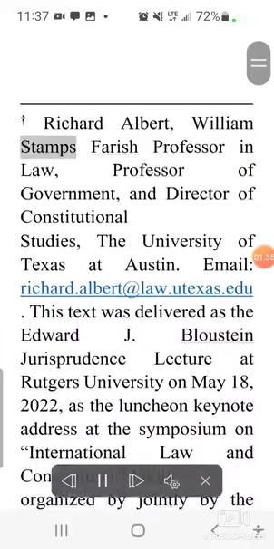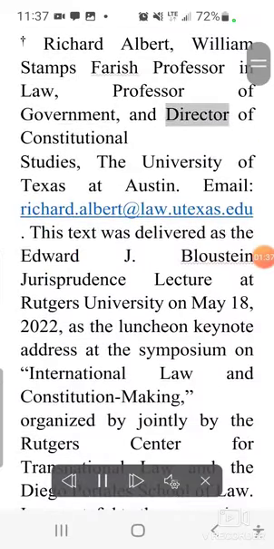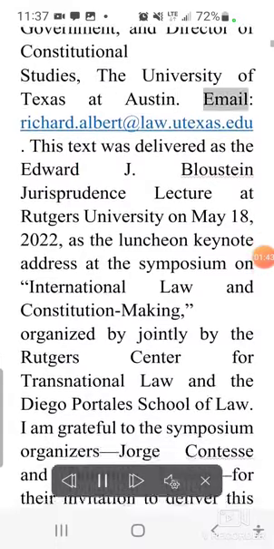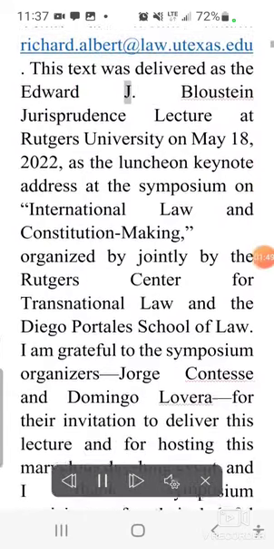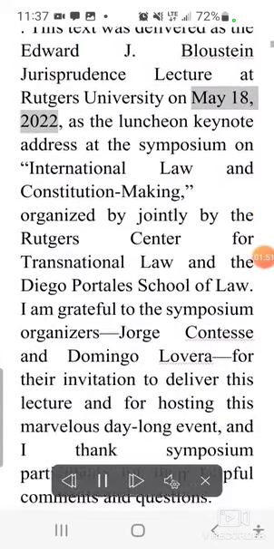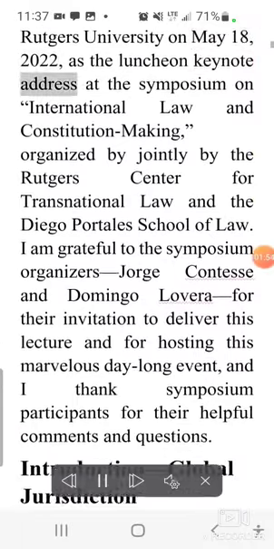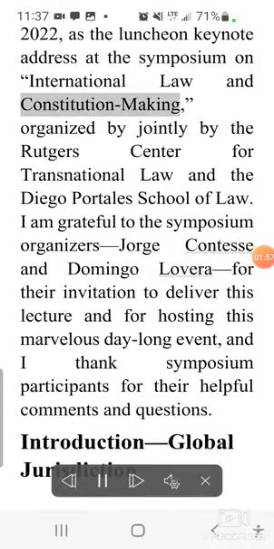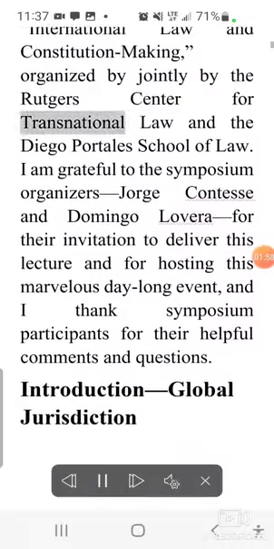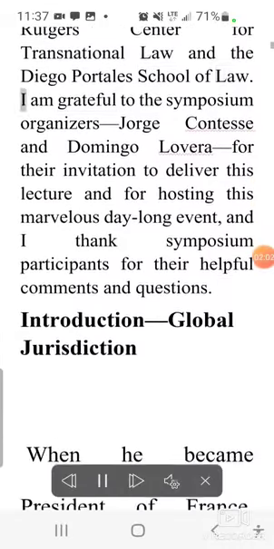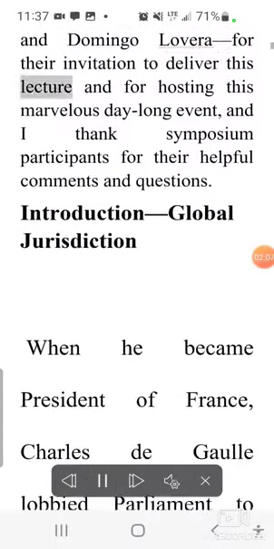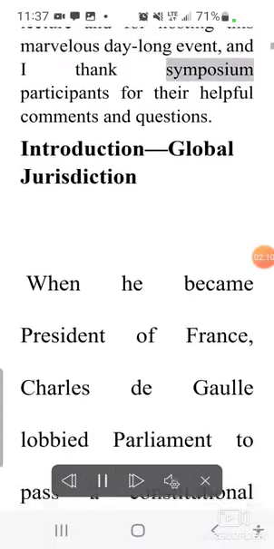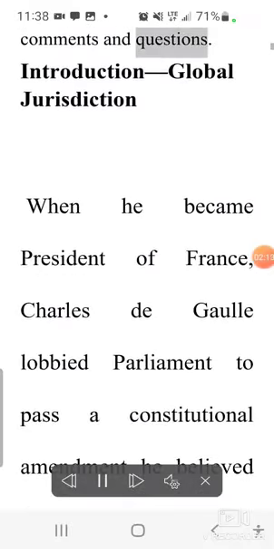Richard Albert, William Stamps Farish Professor in Law, Professor of Government, and Director of Constitutional Studies, the University of Texas at Austin. Email: richard.albert@law.utexas.edu. This text was delivered as the Edward J. Blaustein Jurisprudence Lecture at Rutgers University on May 18, 2022, as the lunch and keynote address at the Symposium on International Law and Constitution Making, organized jointly by the Rutgers Center for Transnational Law and the Diego Portales School of Law. I am grateful to the symposium organizers, Jorge Quintes and Domingo Lavera, for their invitation to deliver this lecture and for hosting this marvelous day-long event, and I thank symposium participants for their helpful comments and questions.